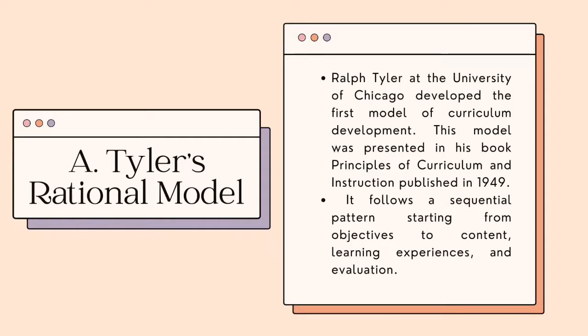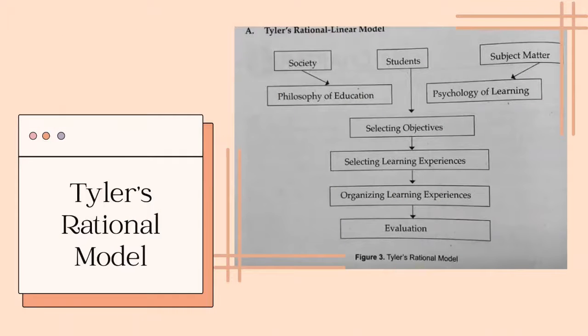Tyler's rational model follows a sequential pattern starting from objectives to content, learning experiences, and evaluation. He argued that curriculum development should be ideal and systematic. We can see in this model the three sources of curriculum: the society, students, and subject matter. These sources need to be considered in formulating the following elements, starting with objectives. It is then followed by selecting learning experiences and organizing learning experiences. Lastly, it is followed by evaluation.